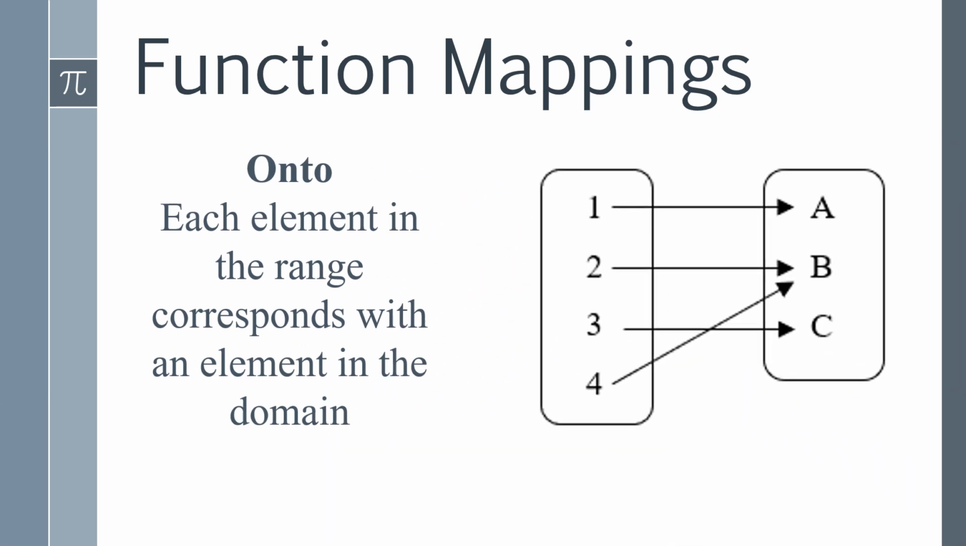So this is called onto, and each element in the range corresponds with an element in the domain. So you'll see here 1 matches up to A, 2 to B, 3 to C, but 4 also matches up to B. So there are 2 values in the domain that match up to 1 value in the range. That's called onto.